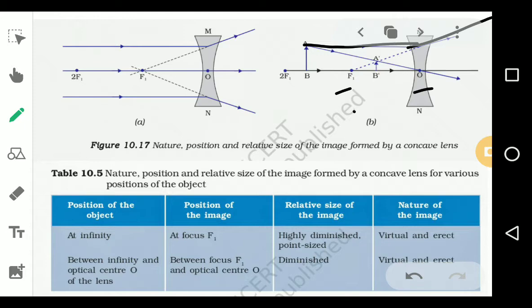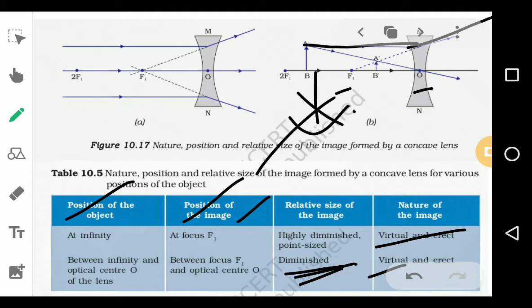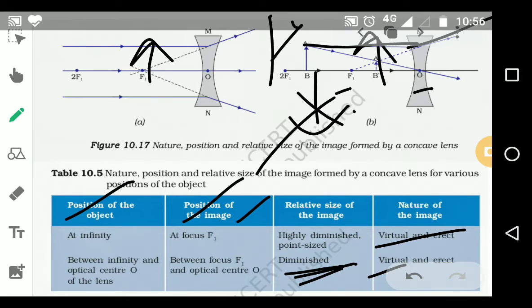Okay, so the same things are written here also: the position of the object, the position of the image, and the relative size of the image. Always remember, for concave lens, the size is always much smaller than the object, and the nature is always virtual and erect. You will not be getting the image on the screen, it will always be inside the lens, and it is an erect image, not like this. This will always be an erect image, parallel to the positive y-axis, you can say.